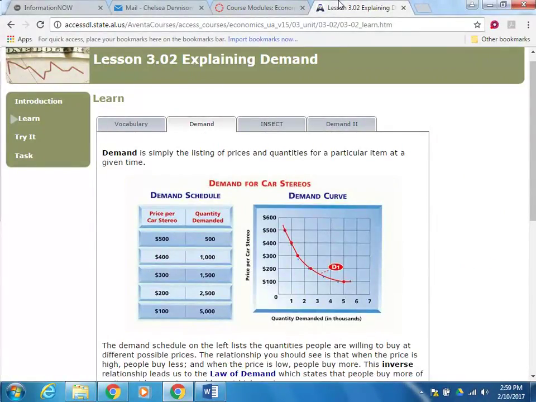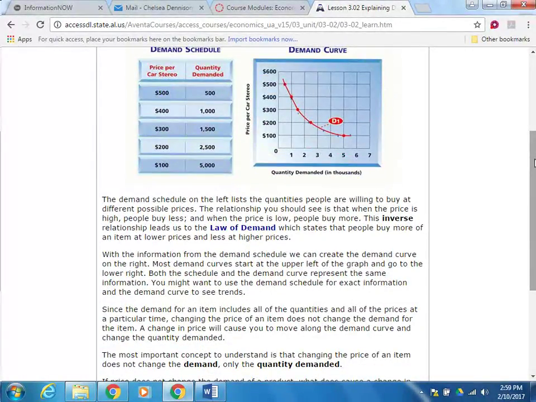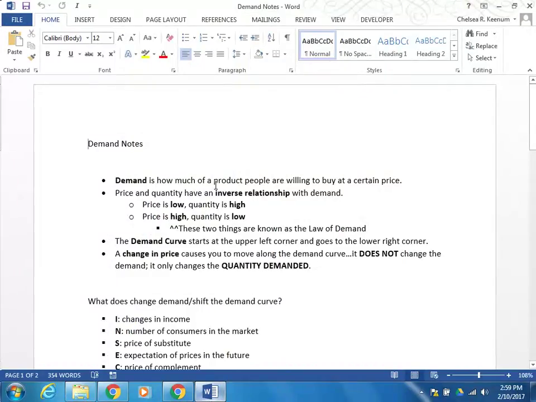Basically, what you need to know about demand is that it's how much of a product people are willing to buy at a certain price. In the demand scenario, price and quantity have an inverse relationship. So what that means is if the price of a product is low, then the quantity demanded is going to be high. On the other end, if the price is high, then the quantity demanded is going to be low. And that's known as the law of demand.